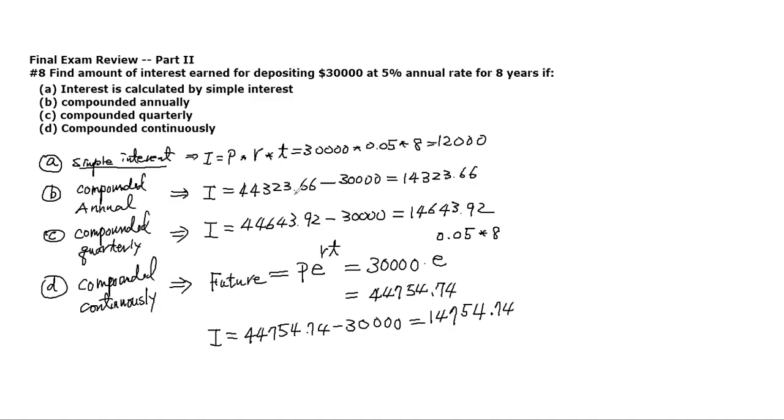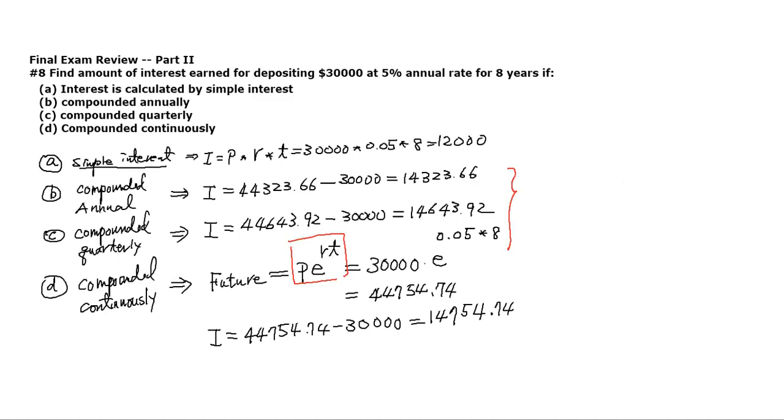Okay, so that is how we find the interest, right? And like we talked about, if you are compounding in a certain time period, you can use the TI-84. If it's compounding continuously, you need to use this formula: future value is PERT, right? P-E-R-T. All right? Okay, let's take a look at problem number 9 here.